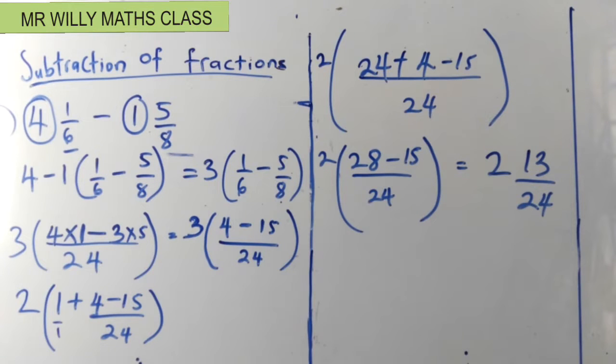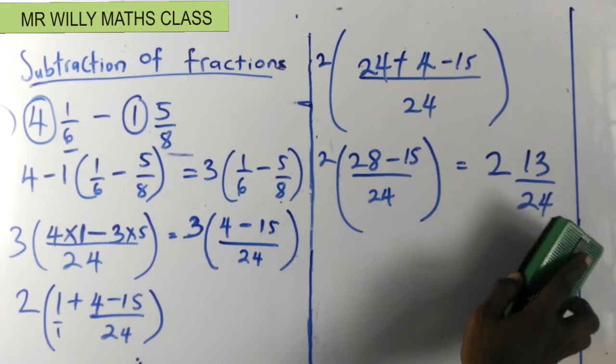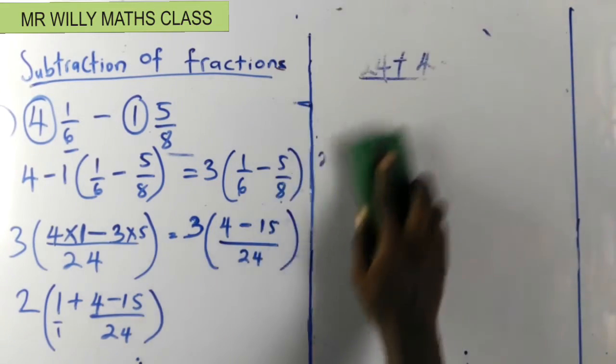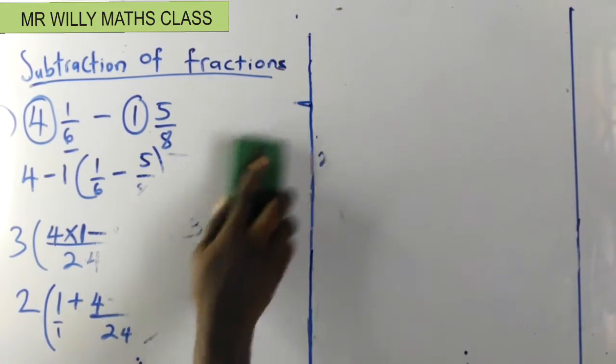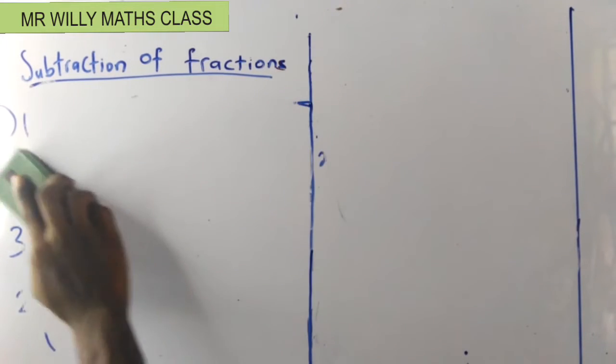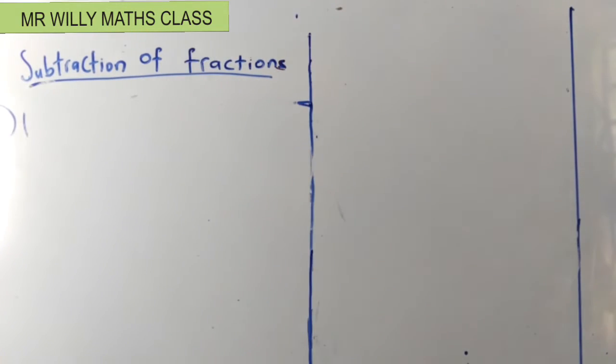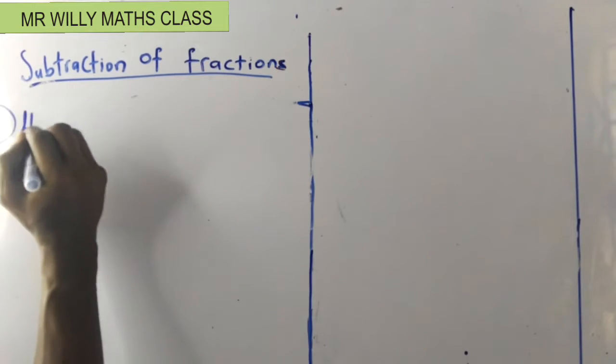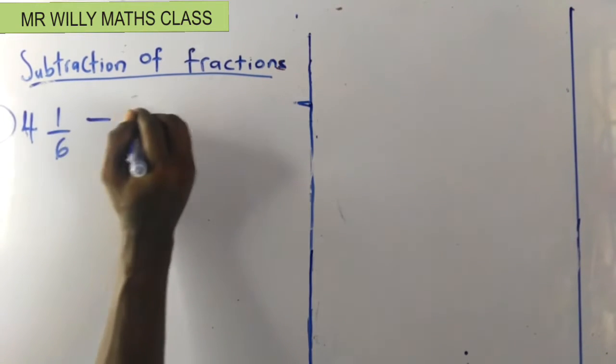You can use the other method. This is how to use the other method in solving a fraction. But don't forget that we have 2 whole number 13 over 24. We're still going to solve the same fraction. Now, if you're having 4 whole number 1/6 minus 1 whole number 5/8, you see the same fraction, the same question.